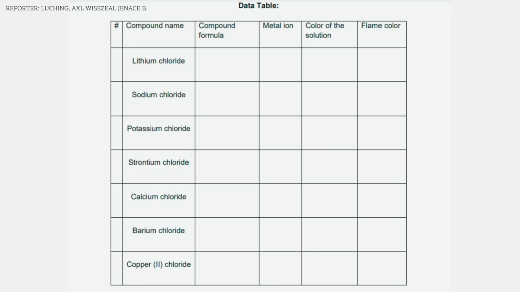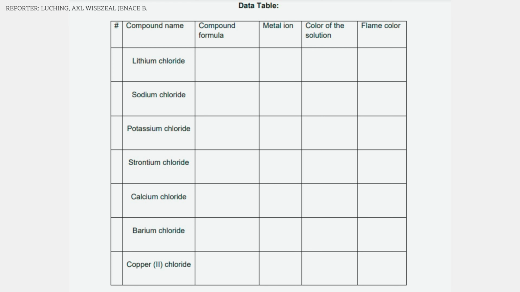So in this slide, I am going to discuss how we are going to answer the data table. As you can see in the table, we have 6 different columns. First, the hashtag sign, which indicates the number of the item. Next is the compound name, or the name of the compound that we are going to observe. Next is the compound formula. Next is the metal ion. Then the color of the solution, and lastly the flame color.